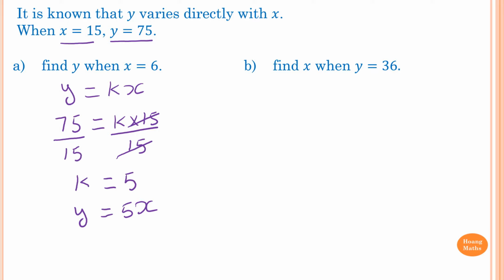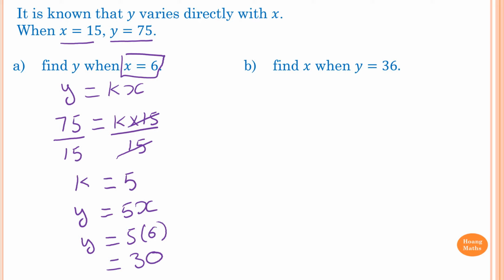Now to find the value of y when x is equal to 6, what we do, we substitute in. So y equals 5 times 6, or 5 lots of 6 if you like. So therefore y must equal 30. Find x when y is equal to 36.